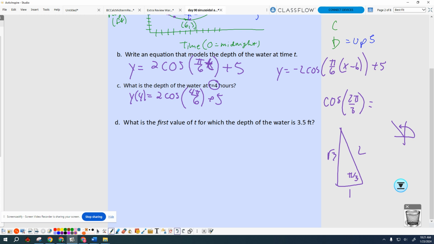Cosine is negative in quadrant 2. Cosine is adjacent over hypotenuse, so it's negative 1/2. So this was 2 times negative 1/2 plus 5. What's 2 times negative 1/2 without a calculator? Negative 1. And negative 1 plus 5, the height of the water is going to be 4 feet.